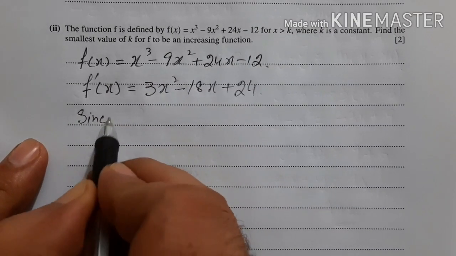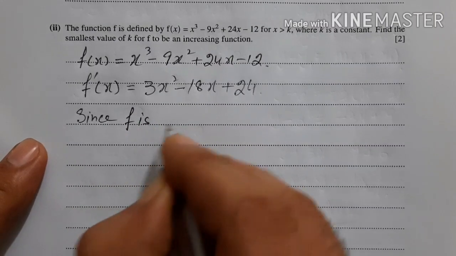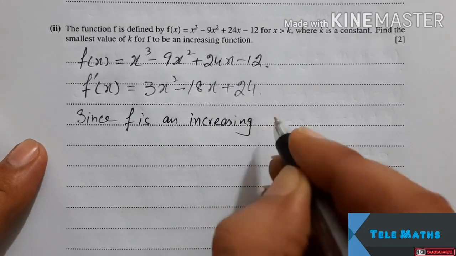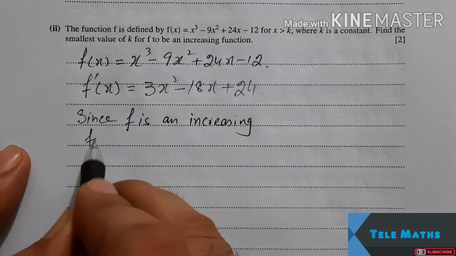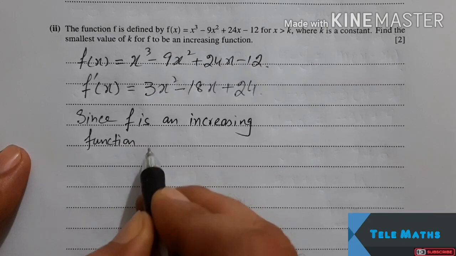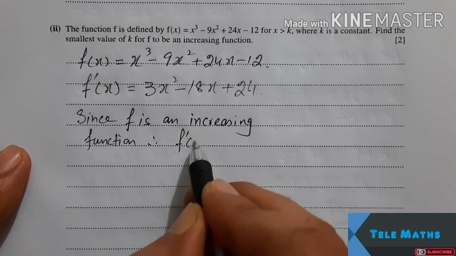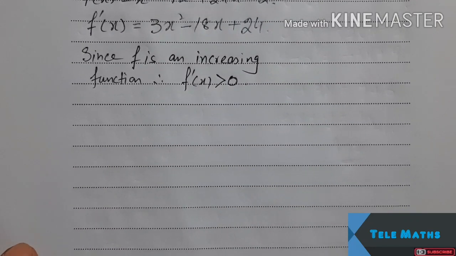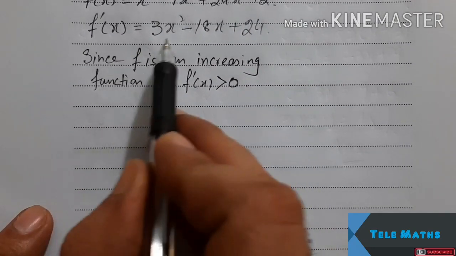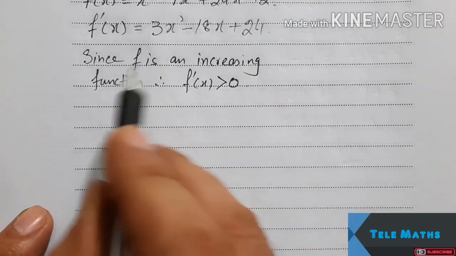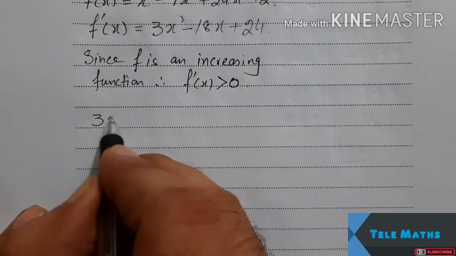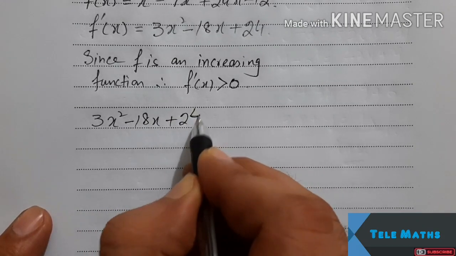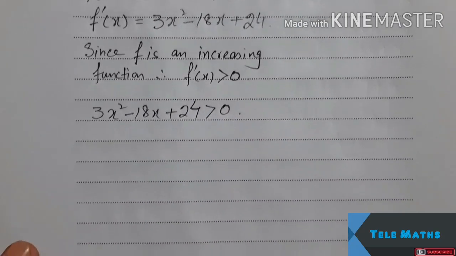Since f is an increasing function, therefore f dash x should be greater than 0. This is the condition for increasing. So that's why this value should be greater than 0. 3x square minus 18x plus 24 should be greater than 0.